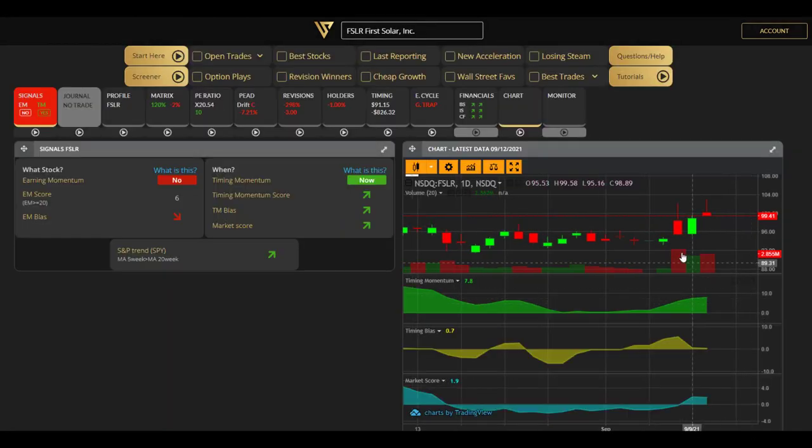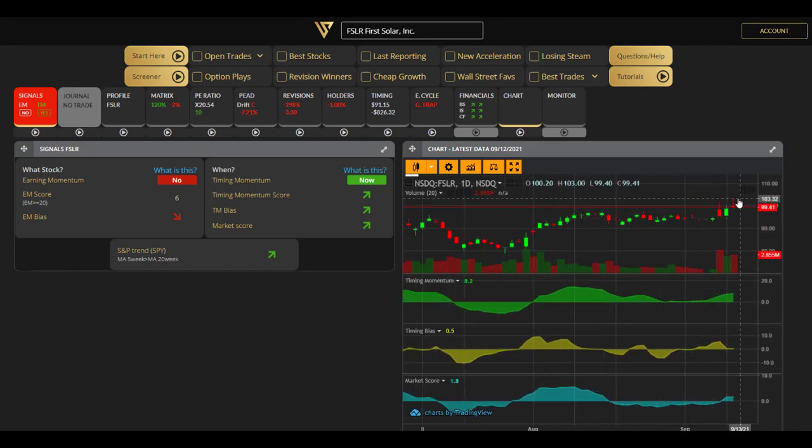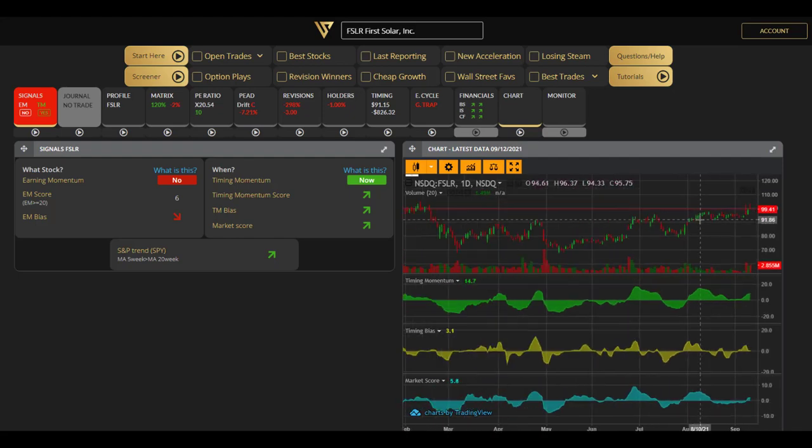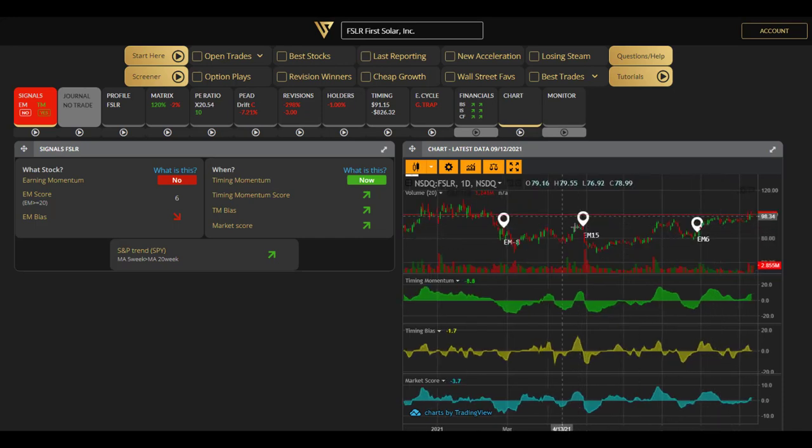FSLR here is on fire. It was plateauing, and now it's breaking out. MS is up. So really, really powerful analytics here. 15, 6, and turning around.